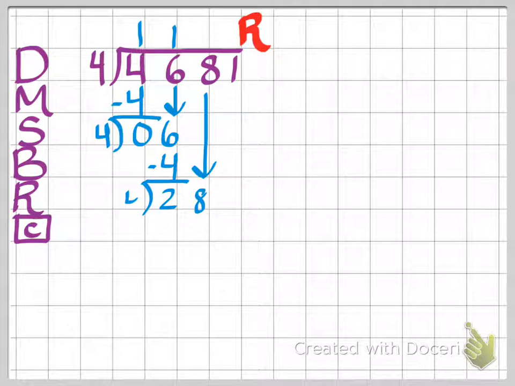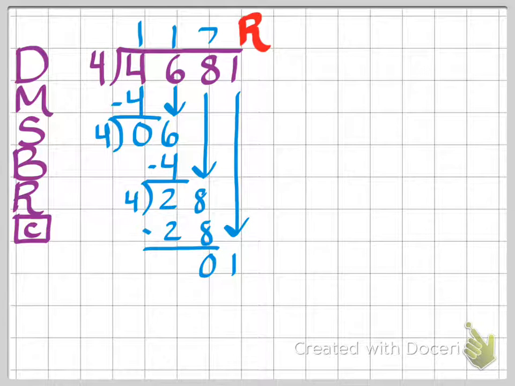How many times does 4 go into 28? That would be 7. 7 times 4 is 28. You subtract it, and 0. Then you bring down the 1 and do it all over again. You say how many times does 4 go into 1? And that would be 0. 0 times 4 is 0. You subtract, and you have 1 as your remainder.